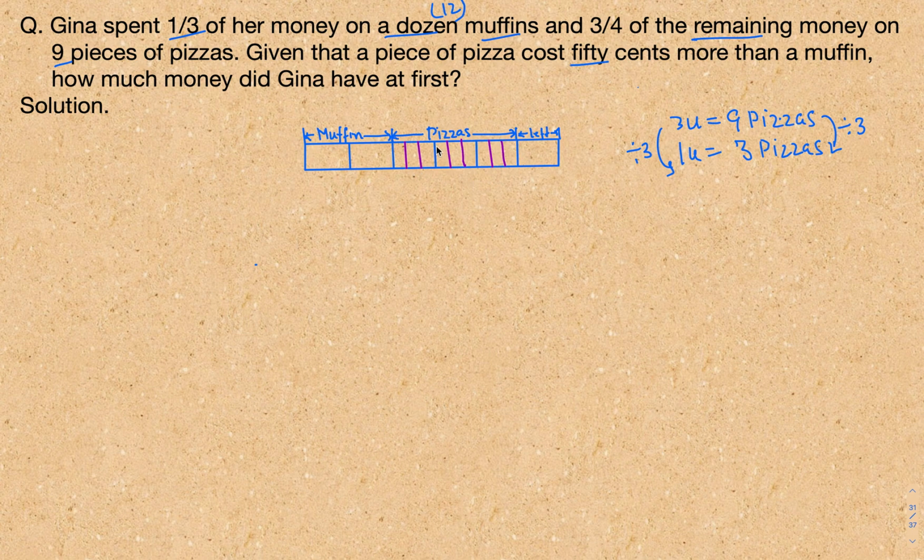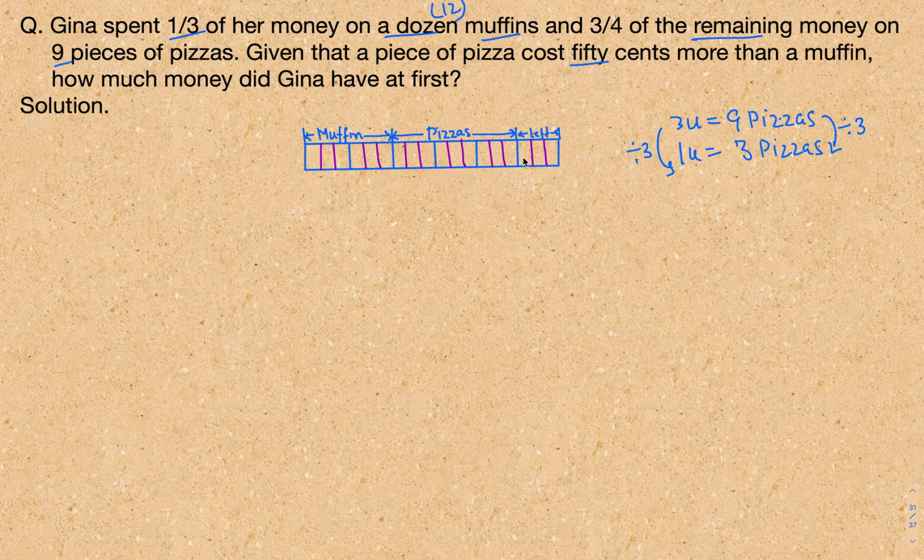I have divided these 3 units into 9 parts, right? That means each unit is now equal to the price of 1 pizza. Since we have divided each unit into 3 parts, we have to do the same for the rest of the units. So for the muffin also we have to divide each unit into 3 parts, and the leftover amount also we should divide into 3 equal parts.